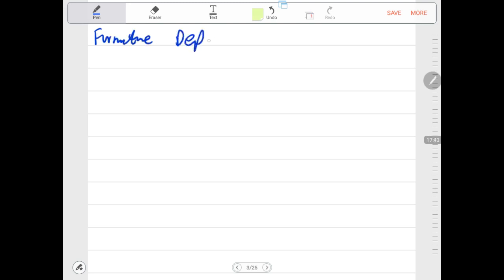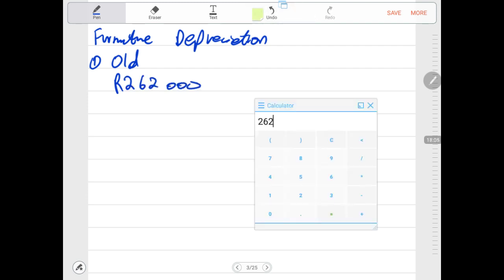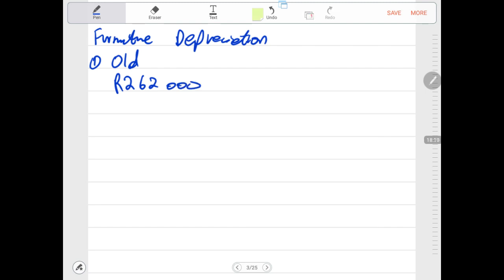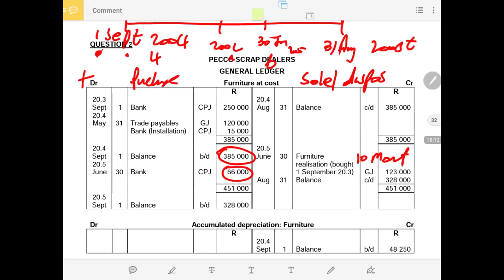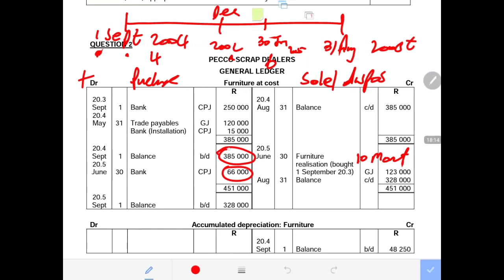Finisher, and we are calculating the depreciation of the finisher. And I said to you that we need to classify the finisher into the old finisher. The old finisher depreciation, we need to say how much is the cost of the old finisher. The old finisher is 262,000 rands. If you remember that, I calculated the 262,000 rands. Why am I saying it's 262,000 rands? It is because at the beginning of the year, our finisher cost us how much?